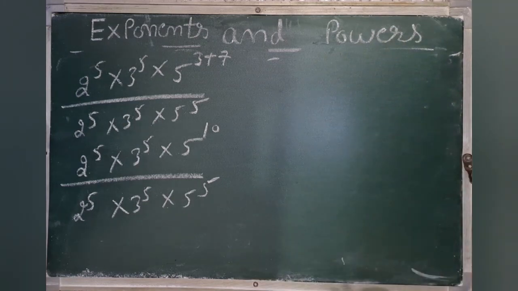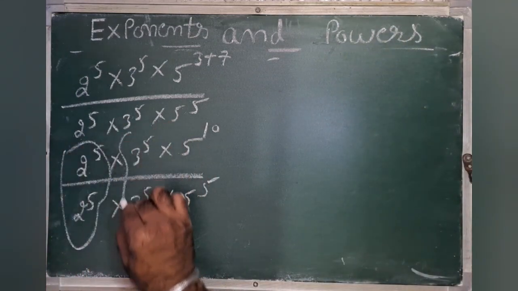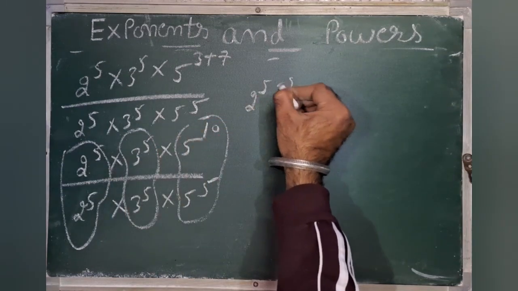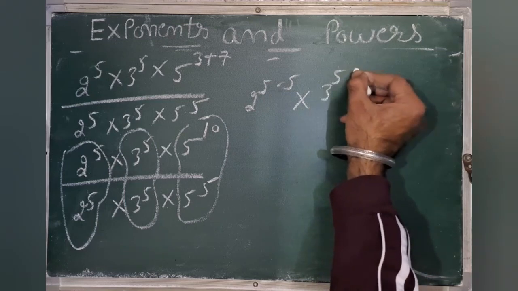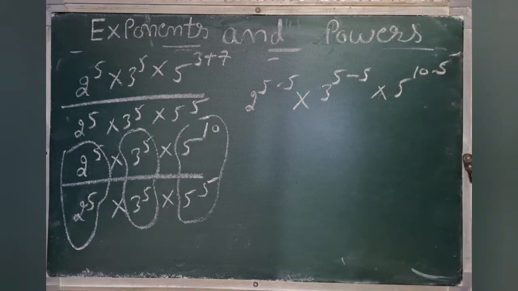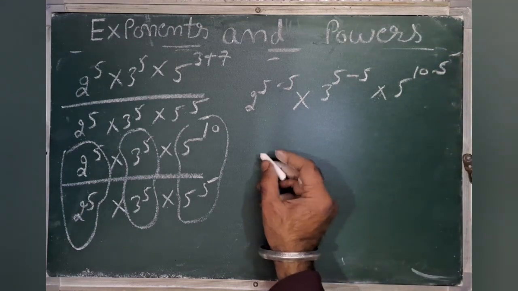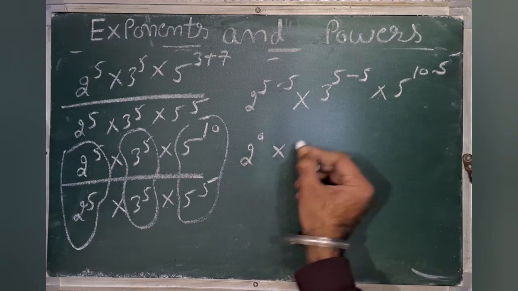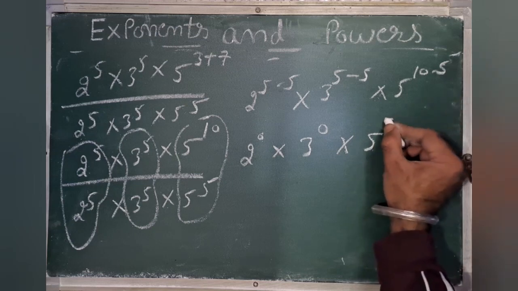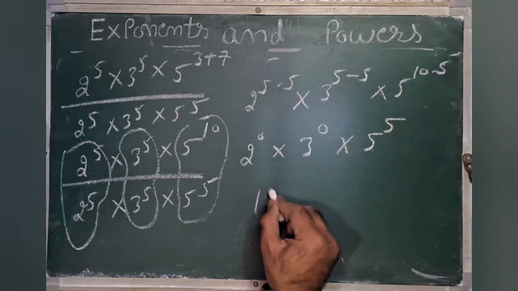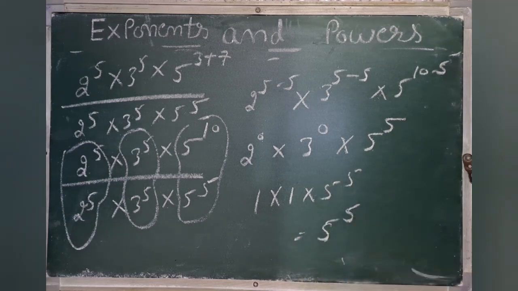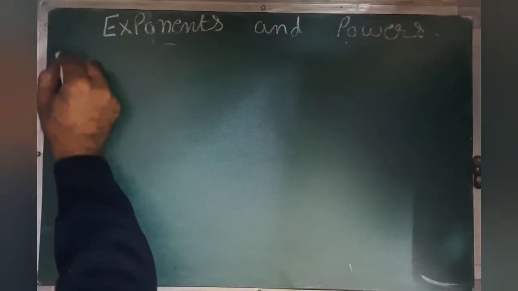But the next step, now let's see this. Base is same. So 2 power 5 minus 5 multiply 3 power 5 minus 5 multiply 5 power 10 minus 5. So what do we do in this case? 5 minus 5 is 0. 5 minus 5 is 0. And 10 minus 5 is 5. So this is 1 multiply 1 multiply 5 power 5. So answer is 5 power 5.